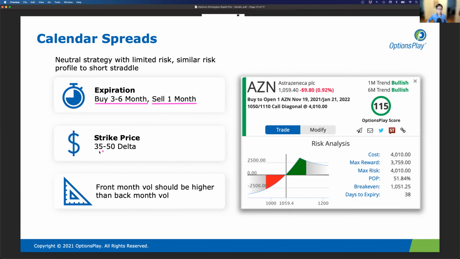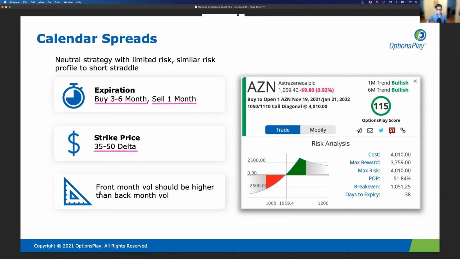So the rule of thumb here is that you want to buy about an in the money call option, and then you want to sell about a 30 delta, 35 delta against the calendar spread.